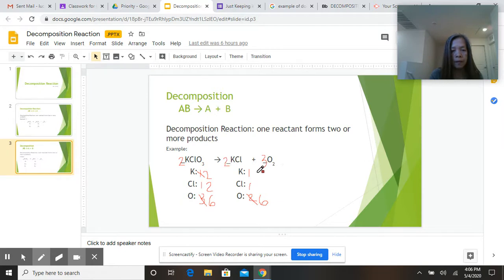So I wrote that down, and then I'm going to change this into 2, and the chlorine also into 2. So it's easy to balance. We now have a coefficient 2, another 2, another 3. So 2, 2, and 3.